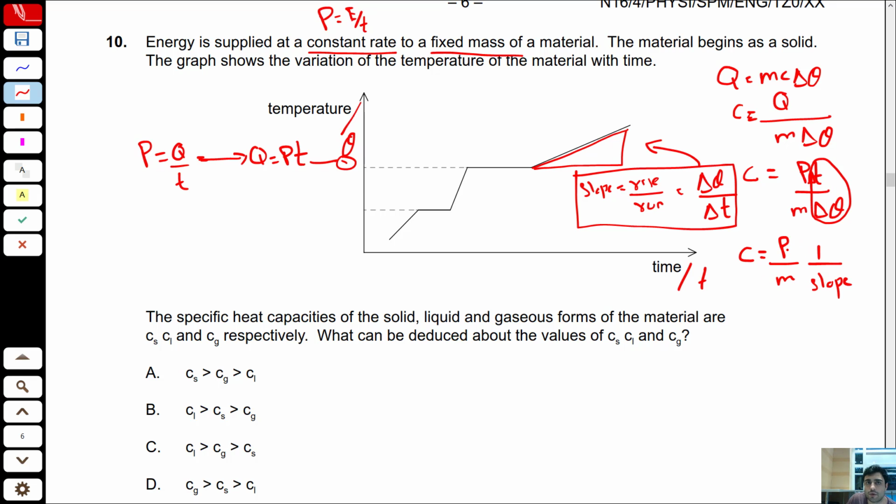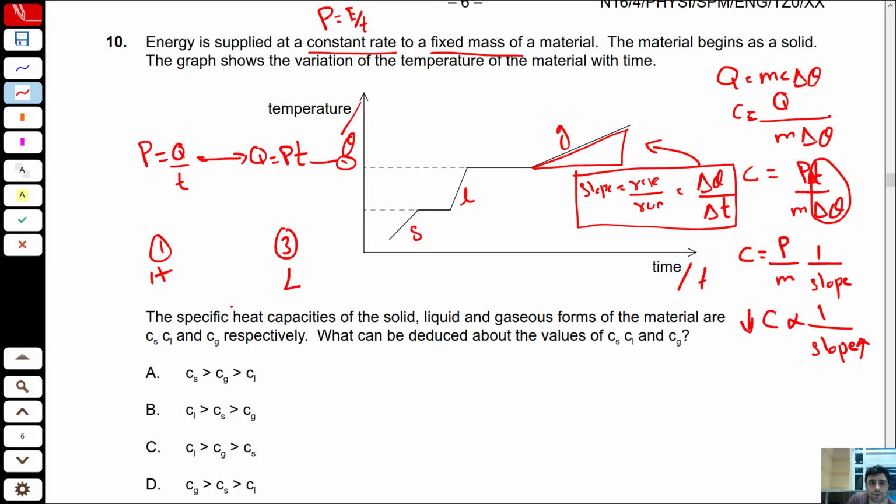So P is power. Power is constant because it says supplied at a constant rate. Mass is also constant. So if this part is constant, then we know that C is just inversely proportional to the slope. So the bigger the slope, the smaller the specific heat capacity. So let's see which one has the bigger or smaller slope. So this is solid, this is liquid, this is gas. So what can we deduce about the values of specific heat capacity? So let's give numbering. So the one maybe means the highest, and the 3 means the smallest or the lowest.